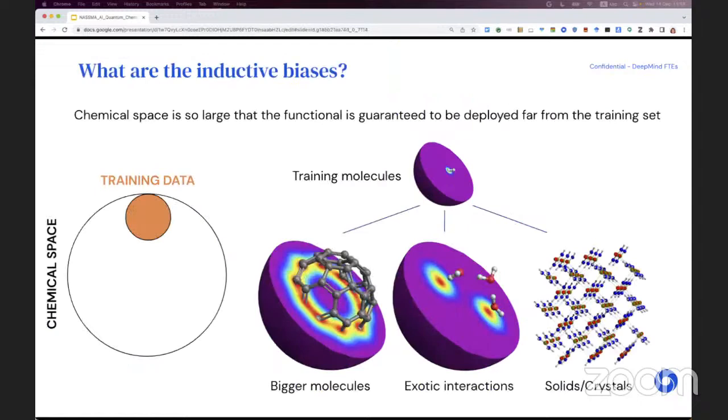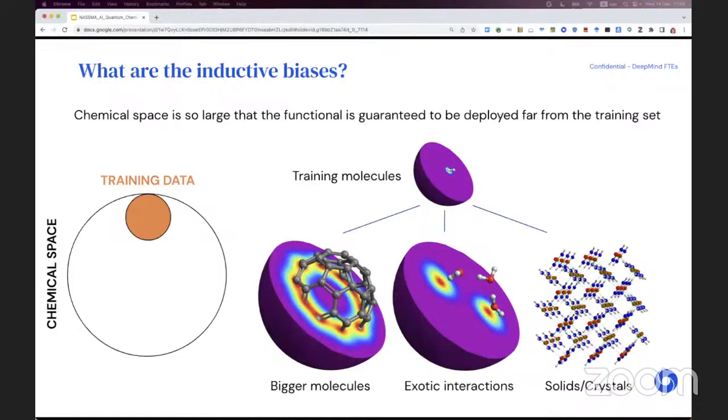The good news is that we just need computational power to generate our training data. But at the same time, the bad news is that that training data only covers a very tiny region of chemical space, while chemical space is incredibly vast.